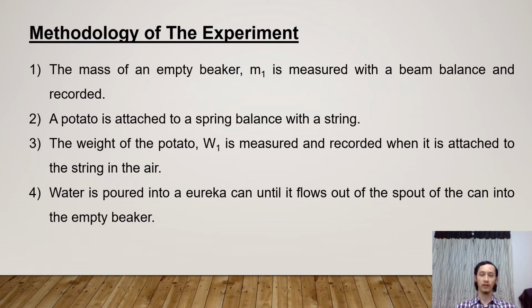Methodology of the experiment. Step 1. The mass of an empty beaker, call it M1, is measured with a beam balance and recorded. Step 2. A potato is attached to a spring balance with a string. Step 3. The weight of the potato, W1, is measured and recorded when it is attached to the string in the air. Then, water is poured into a eureka can until it flows out of the spout of the can into the empty beaker.